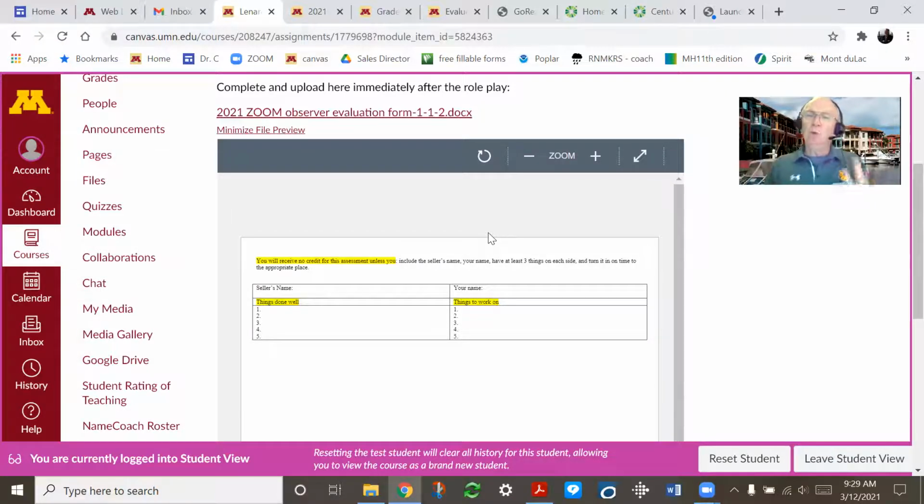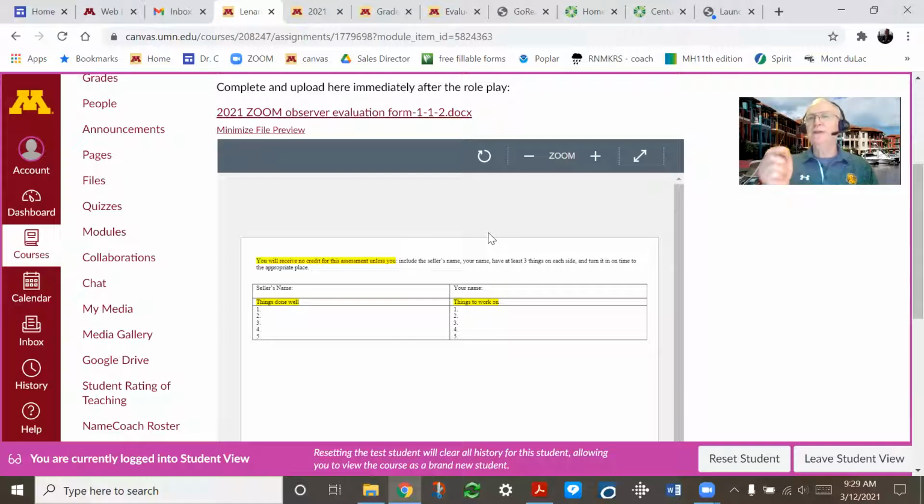I will then, hopefully within 24 hours, unless something happens with the internet, supply the seller with all of the observers' feedback in one file, and I'll also supply the seller with the video itself. So they'll have pretty soon the video so that they can watch themselves. They'll have all the classroom observers' information. And then within 1 week, my goal will be to give you my grade and my feedback. So that's how it goes. I think that's all I need to tell you. I look forward to your presentations.